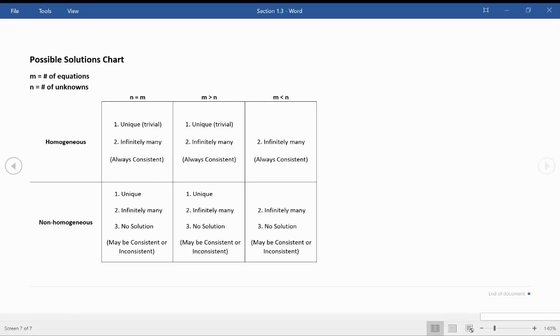So the last page on this one is just the possible solutions chart. I think this is kind of helpful. We'll add to this chart as we go through the quarter, but I think it's kind of useful to be able to compare and contrast what we have for homogeneous and non-homogeneous systems and the kinds of results we could expect based on how many knowns and unknowns we have.